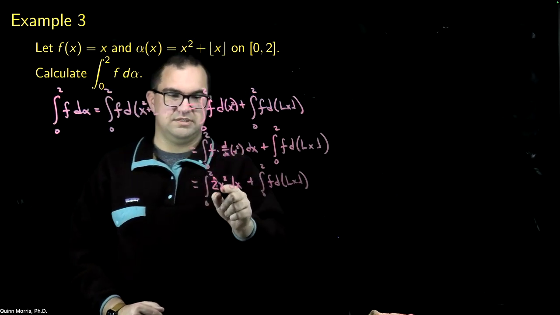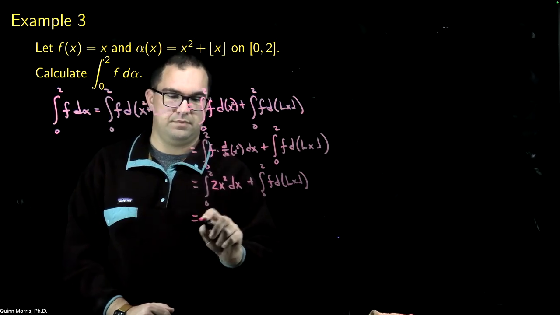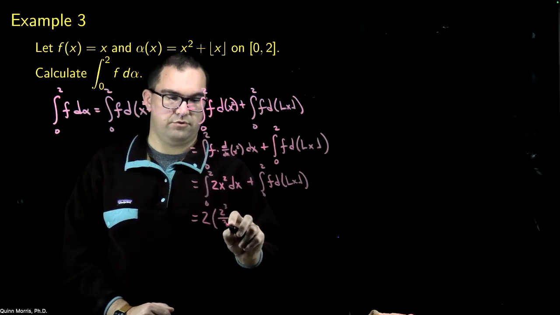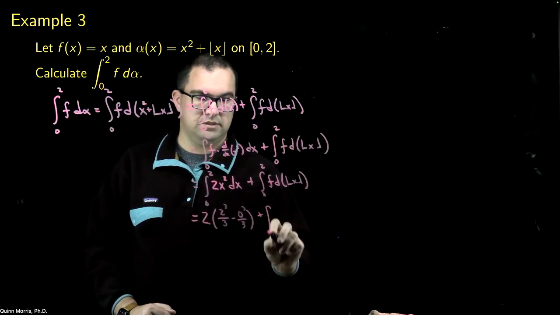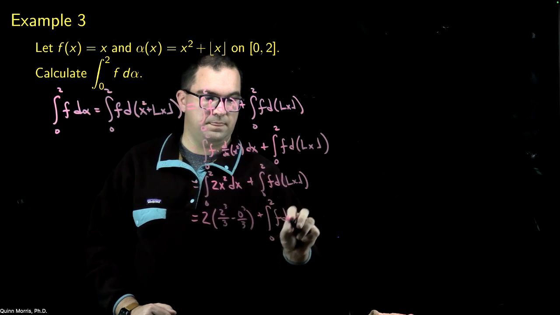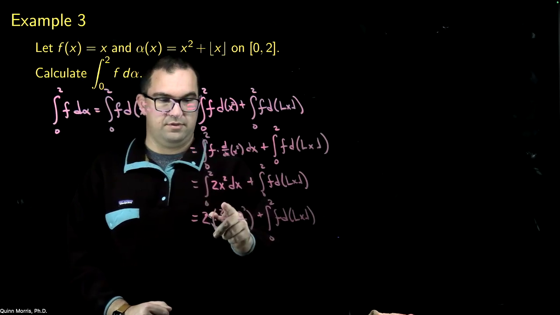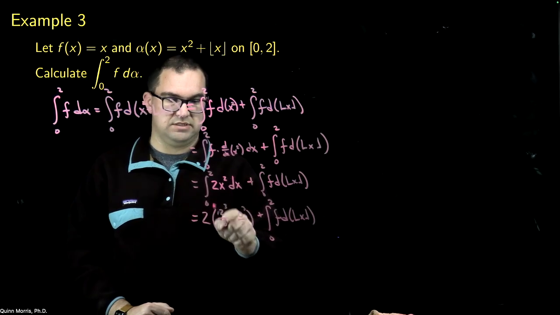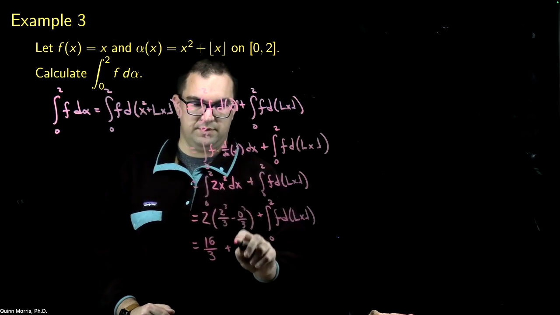All right, so what is this? Antiderivative of x squared is x cubed over 3. So this would be 2 times 2 cubed over 3 minus 0 cubed over 3 plus this other integral, which again, we're going to deal with momentarily. This first piece, though, what do I end up with? This is 8. 8 times 2 more is 16, 16 thirds. Now we have this other piece we have to take care of.